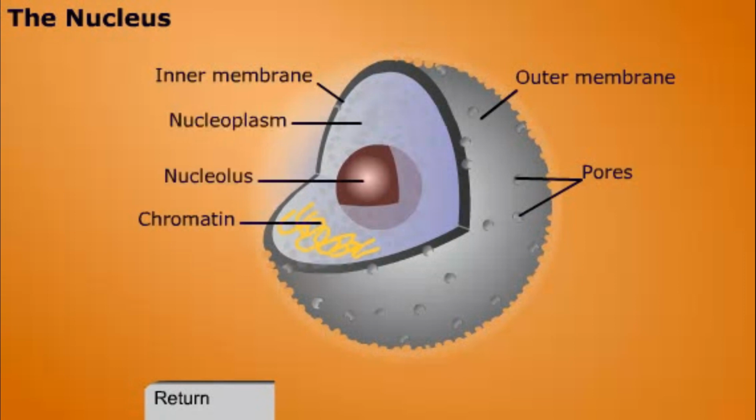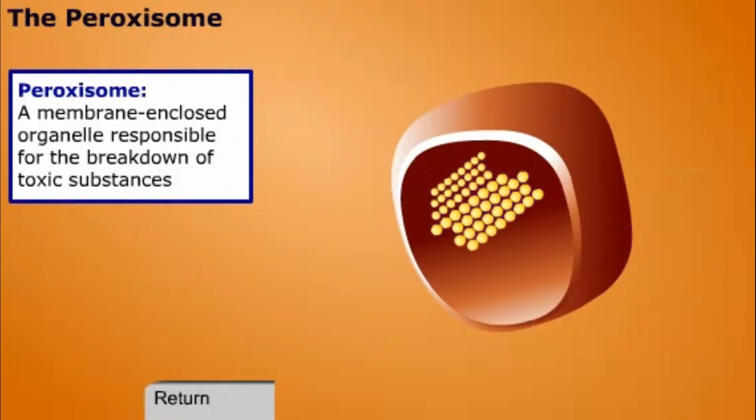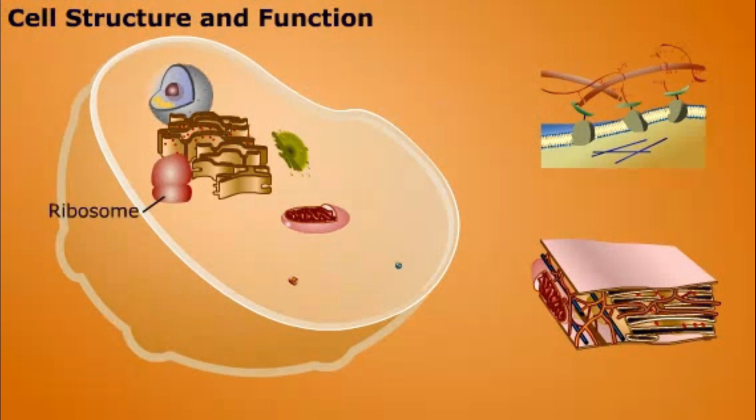The nucleus is the largest organelle in eukaryotic cells. It contains a double membrane covered with pores. The interior is a mixture of genetic material called chromatin, suspended in nucleoplasm. There's also a nucleolus, which synthesizes the components of ribosomes.